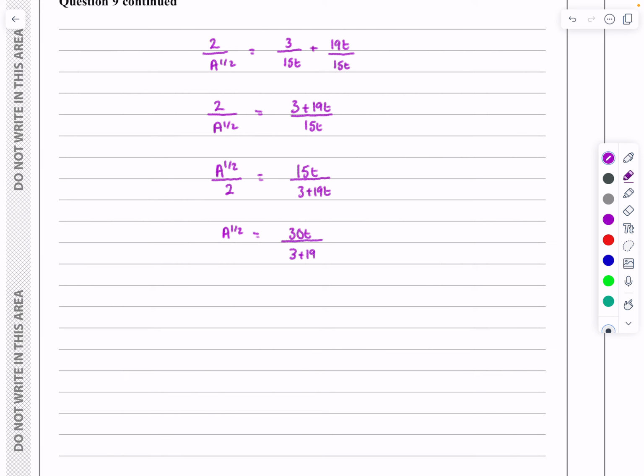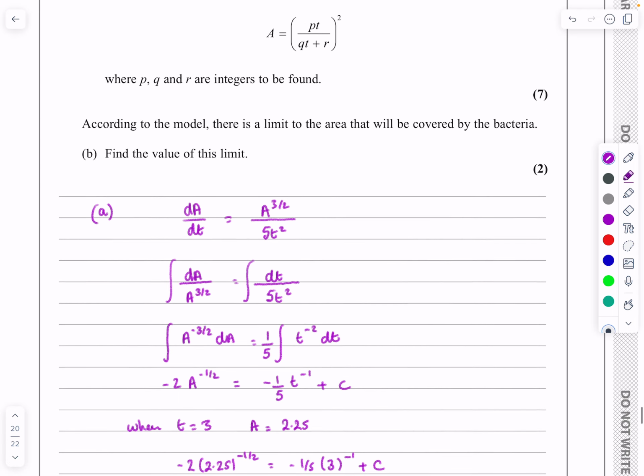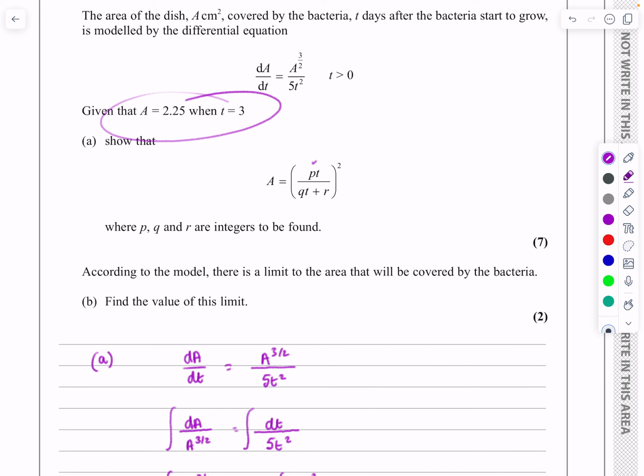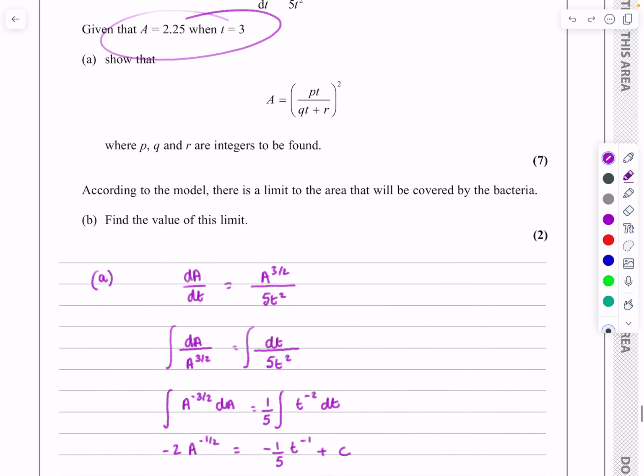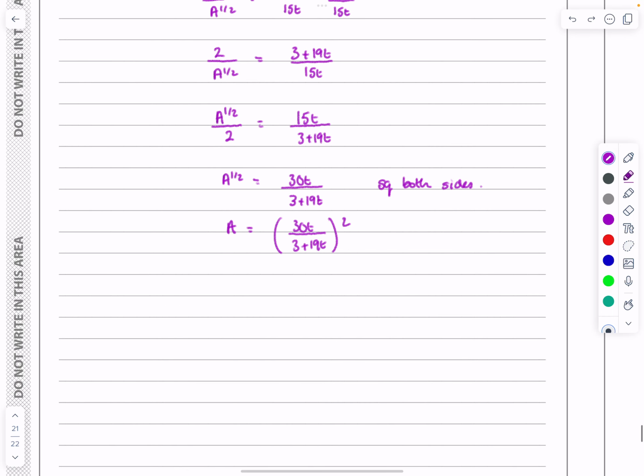And if I've got a to the half, if you just square both sides at this point, the answer is just going to fall out here. This is going to be great. I'm going to get a equals 30t over 3 plus 19t all squared. If we go back and look at what we were trying to do, I've got P, Q, and R all sorted out. So if you want to say P is equal to 30, Q is equal to whatever, you can do. I'm just going to leave it like that in terms of the length of the video here.